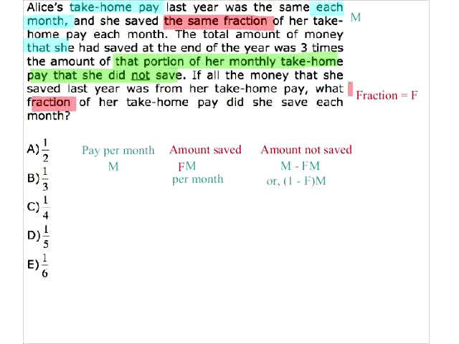So that means that this is going to be 12 FM saved per year. And this means it's going to be 12 times M minus FM per year, if you need that.